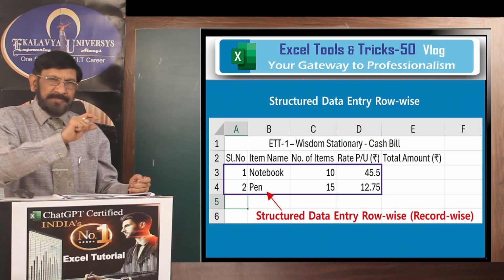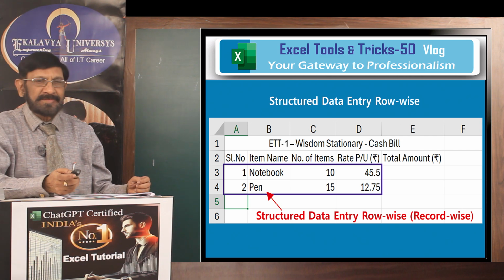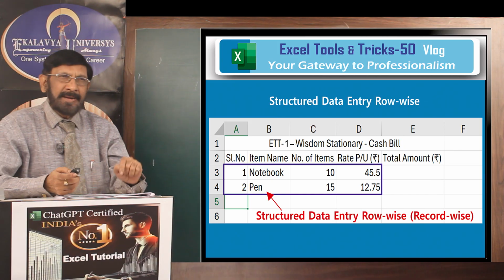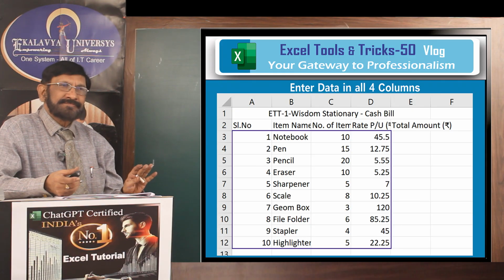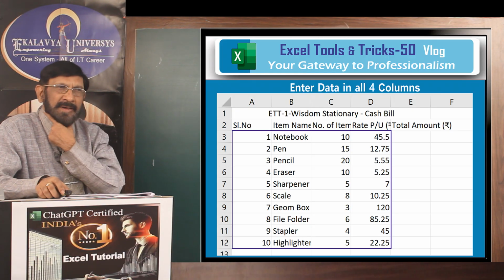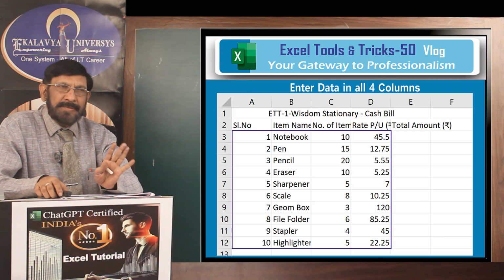That means after one record, you type the other record. It's a good practice, but don't do it randomly. Okay, now we have entered everything. How many items have we entered? 40 items we entered. It should be perfect.